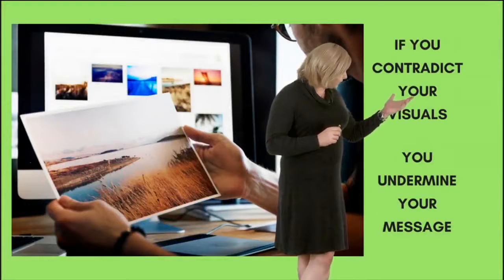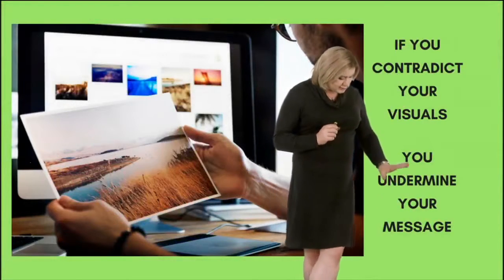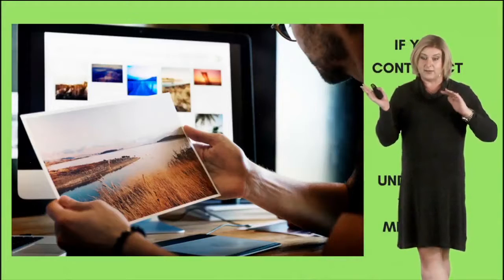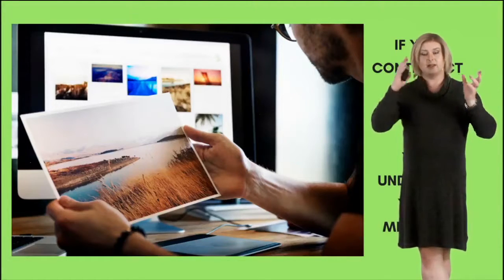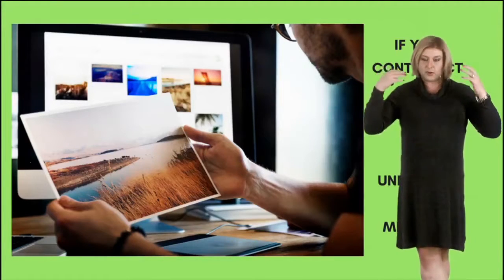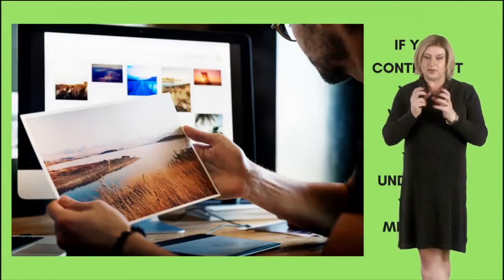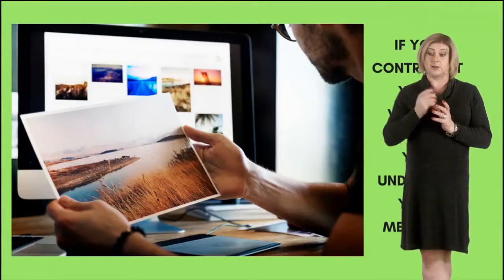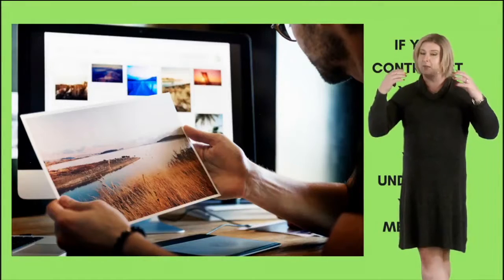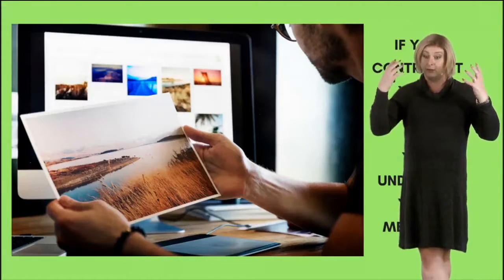If you contradict your visuals, you undermine your message. The human brain processes information on different hemispheres for the different modalities. It processes visual on one side, it processes verbal on the other. If you get both of those processes running at the same time, processing the same piece of information, that's what Anne Spiel called dual encoding. What we know is that that doubles and sometimes trebles recall and therefore learning.